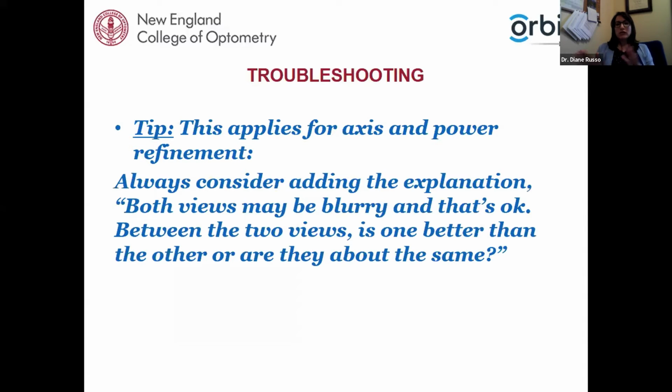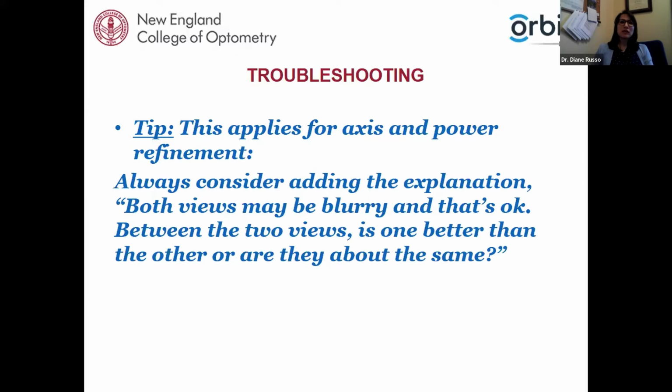This tip applies for both the axis and the power refinement. Always consider adding this piece to your explanation. This was included in the first presentation that I gave. But tell the patient, both views may be blurry, and that's okay. But between these two views, is one better than the other, or do they look about the same?